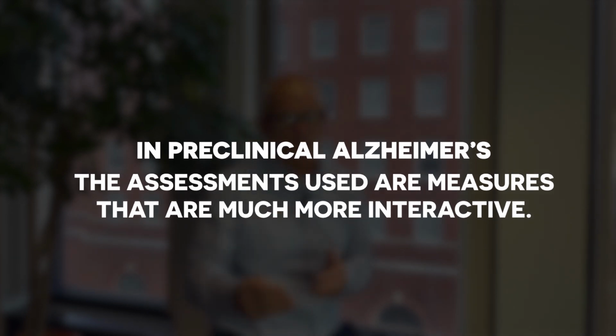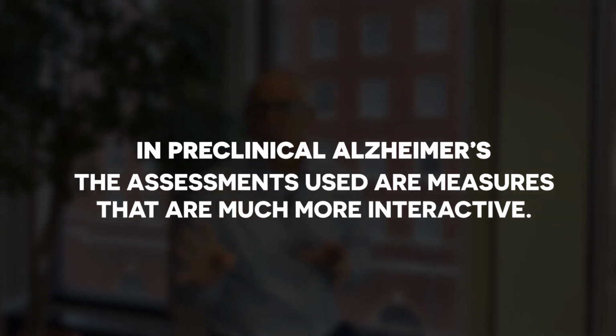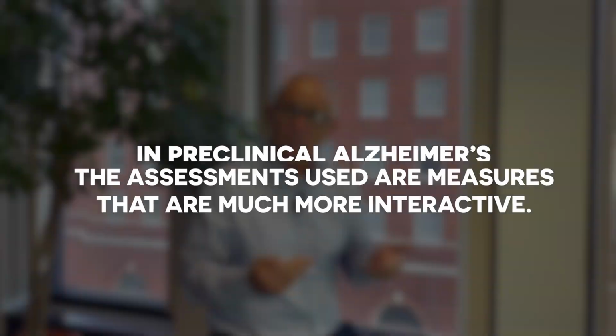But as you move earlier in the disease into the preclinical or early MCI stages, prodromal and preclinical Alzheimer's disease, the assessments that we use start to include measures that are much more interactive. And by interactive, I mean that they require us to present information visually for limited periods of time or collect manual responses made by individuals. We need to have individuals not seeing what questions we're going to ask them until we ask them, because we don't want them rehearsed.